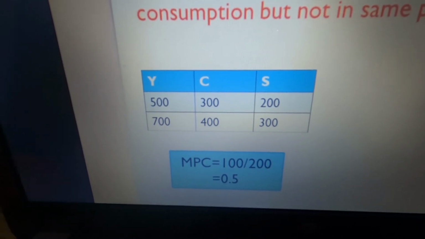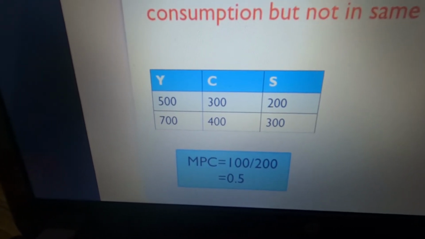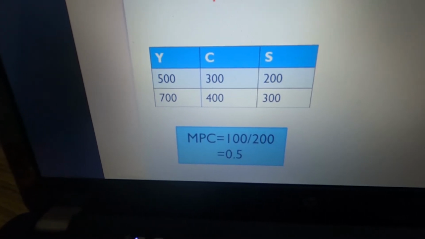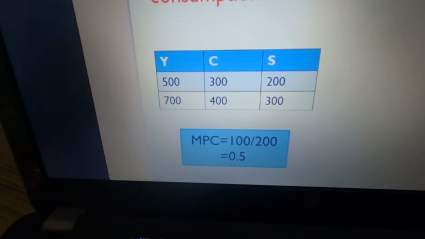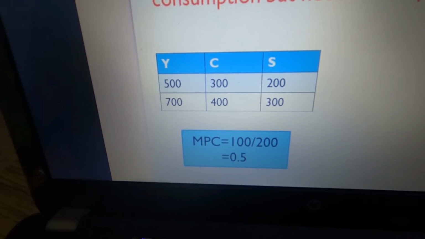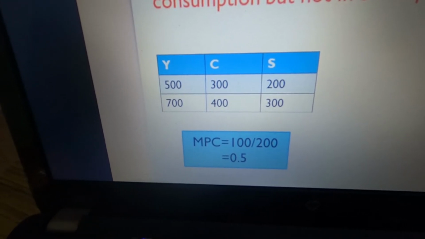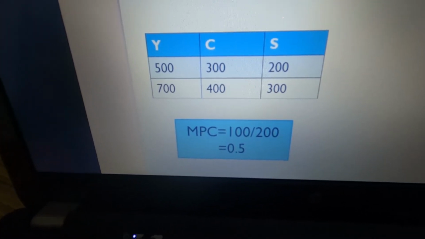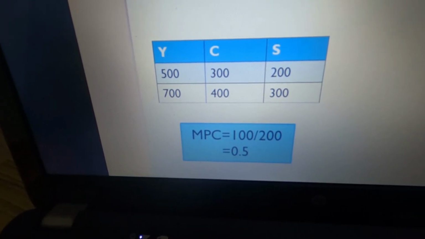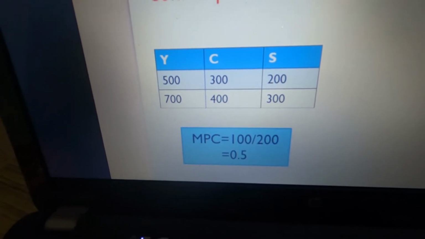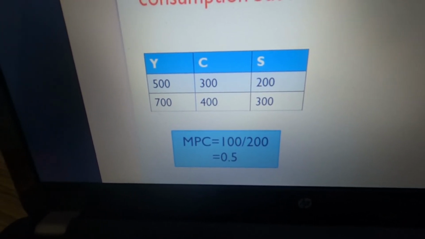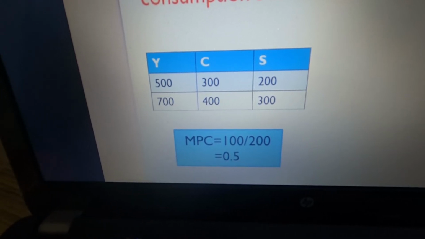Now what we have to see here is that we have found MPC. MPC is change in C upon change in Y. Now we have to see change in Y. Change in Y is 500 to 700, that is 200. And change in C is 300 to 400, it is only 100. So see here, the MPC value we are getting is 0.5. Is that clear? This is just one example here. And I have also said that the value of MPC and the value of MPS will remain constant.